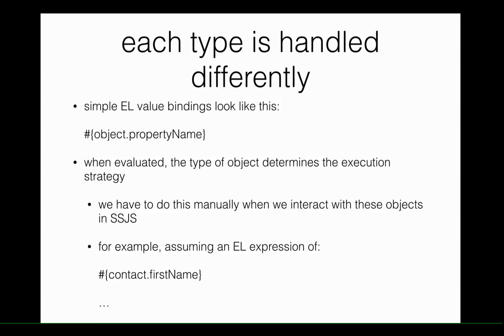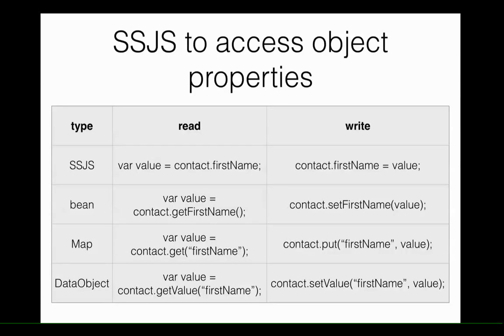If we were to interact with those objects ourselves in SSJS code, or technically even in Java, then we have to manually figure out what type of object we are dealing with. And we have to just know what code to write to handle the object properly. So if we had an expression of contact.firstname, for instance, we would need to know, is this a JavaScript object? And if it is, then the first name property of the object can just be read and written directly. We can just refer to contact.firstname, whether we're retrieving a value or we're providing a new one.